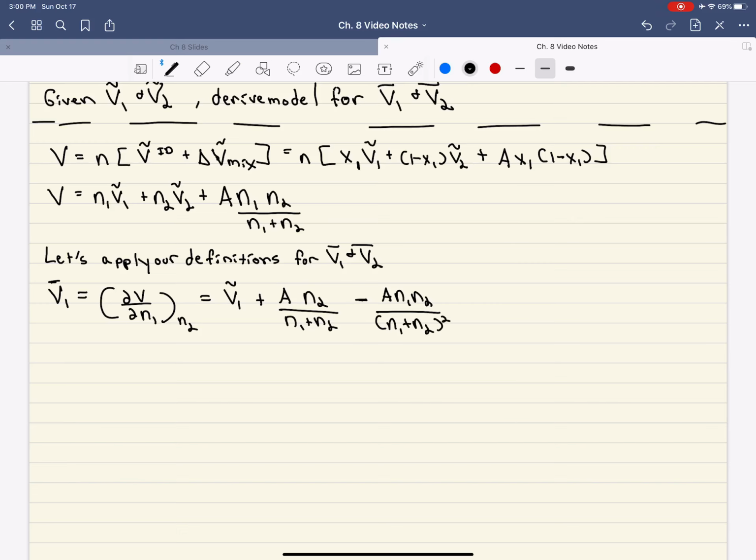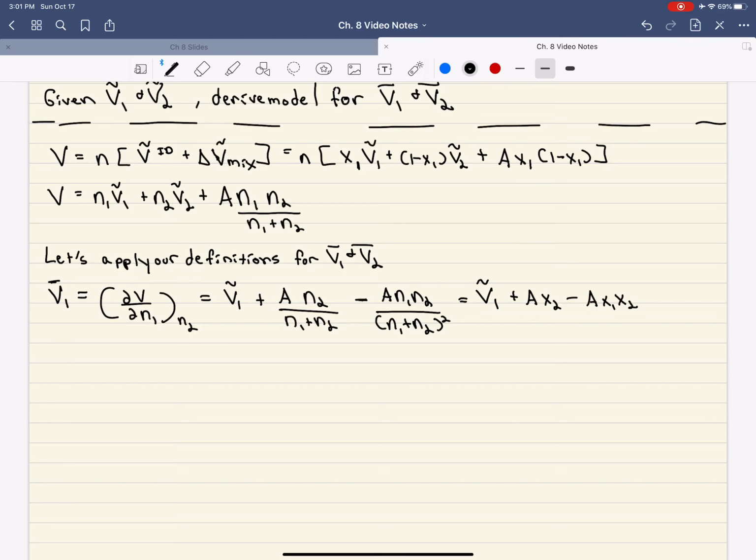All right. And essentially what we have here is N2 over total N. That is just a mole fraction. And here, since this part's squared, we also have N1 over total N and N2 over total N. So we could rewrite those in terms of mole fractions again. So A x2 minus A x1 x2.